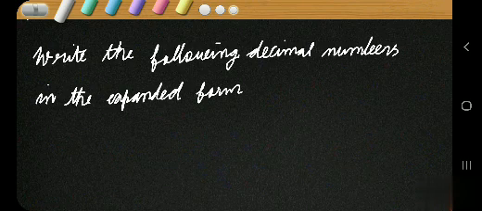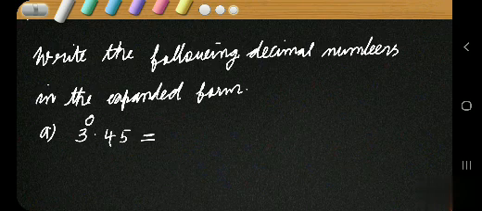Write the following decimal numbers in the expanded form. First question, A: 3.45. How to write? Directly write the answer. Which is the place value of 3? If you want, you can mark the places upon the digits.